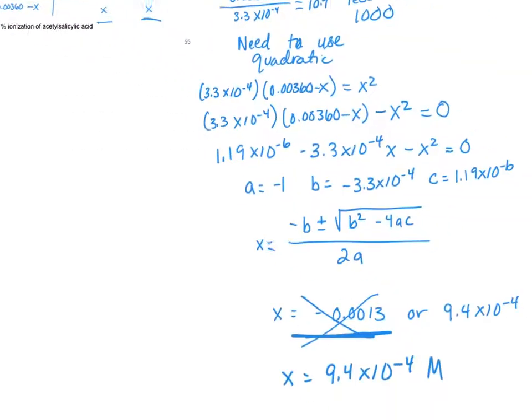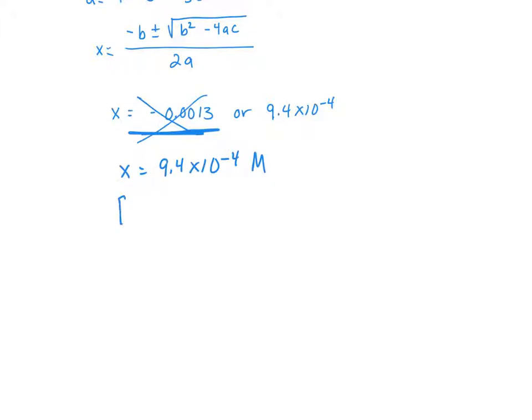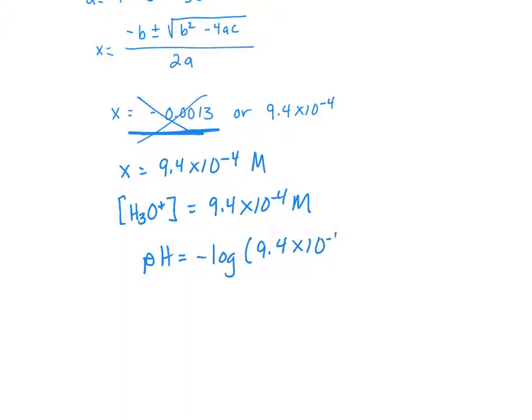And we're asked to find the pH of the solution. So H3O plus is equal to 9.4 times 10 to the minus 4 molar. The pH is equal to minus the log of our H3O plus concentration, 9.4 times 10 to the minus 4. And we should end up with a pH equals 3.03. Okay, so make sure you can get that answer.